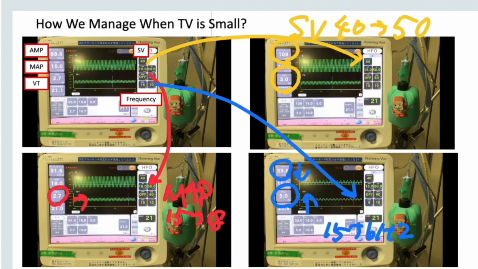However, in a situation where the MAP is somewhat high, raising the MAP higher than that may not change the tidal volume much. For example, the same tidal volume can be increased using various parameters such as MAP, stroke volume, amplitude, frequency, and so on.